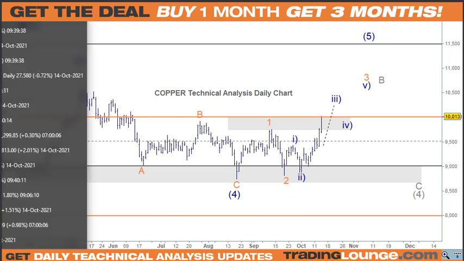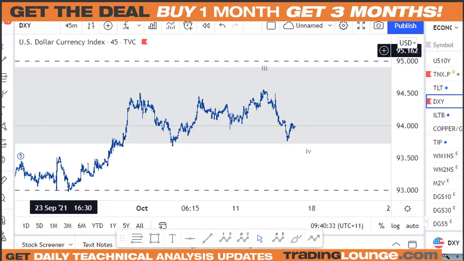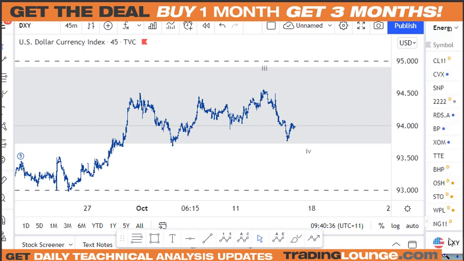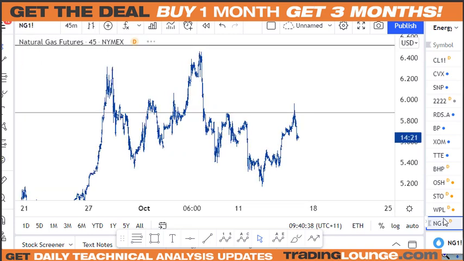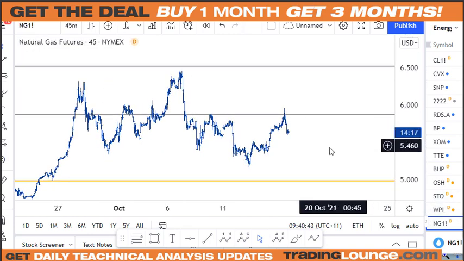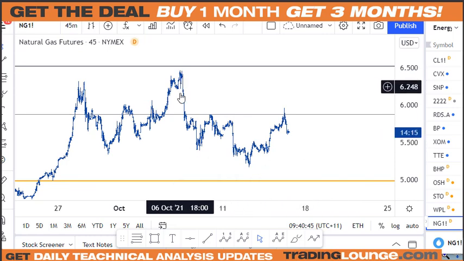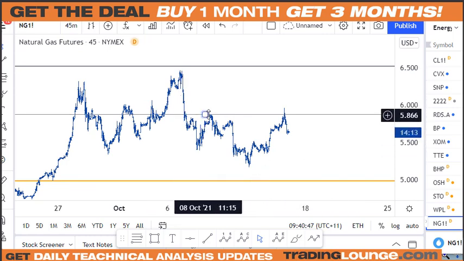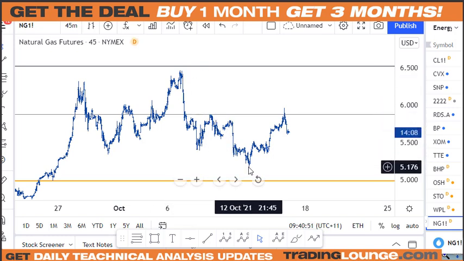So we want to have a look at natural gas while we're here. So let's just go to this watch list, energy, NG for gas. So we're on the 45-minute chart, nothing special about that. From the top here, we've got 5 waves down, and then we've got a correction, and we've got 5 waves here. So we've got some sort of A, B, and C pattern here.